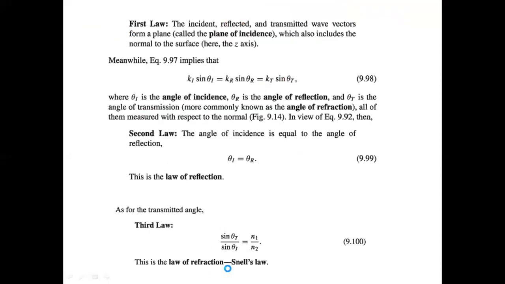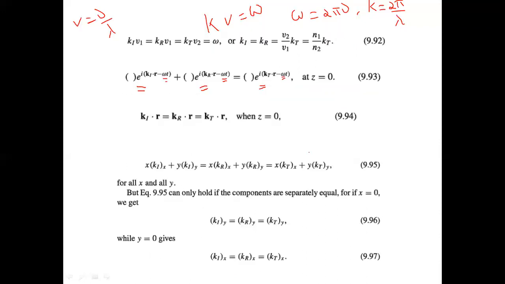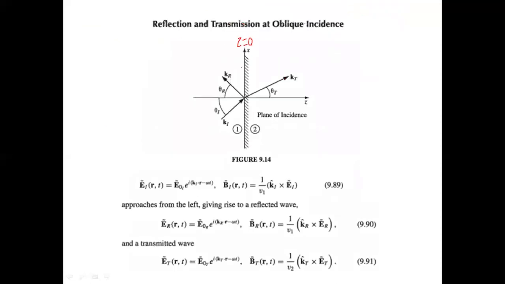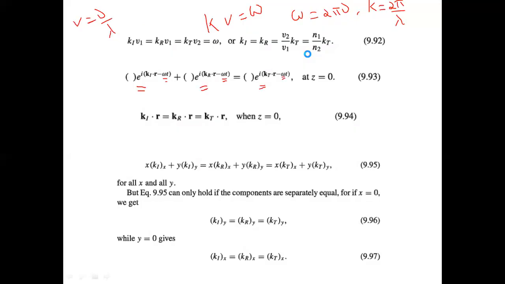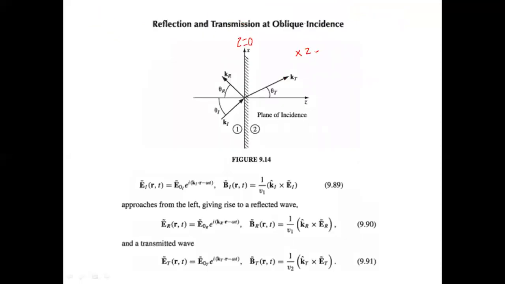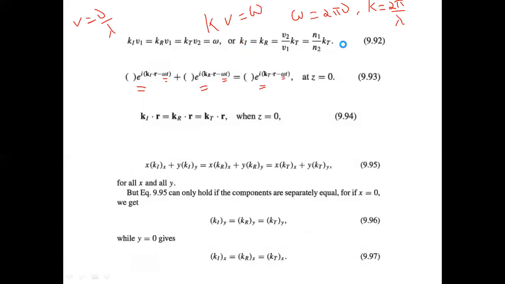Okay, and supposing we confine our reflection process, what is happening, to the xz plane. In the xz plane, y will be 0, right? Y is 0 in an xz plane. So when you substitute y is equal to 0, you get this set of equations.